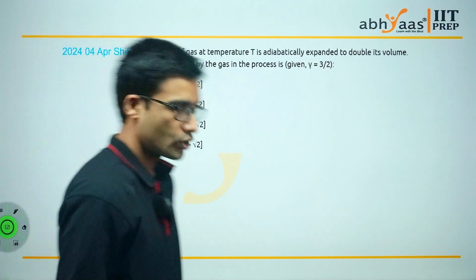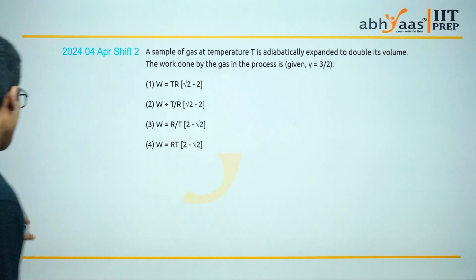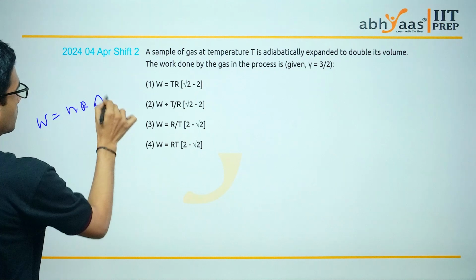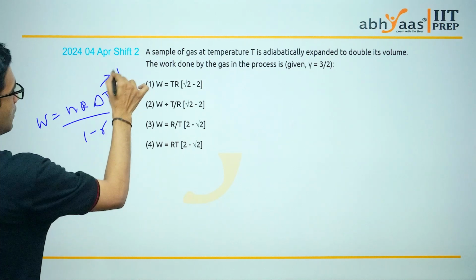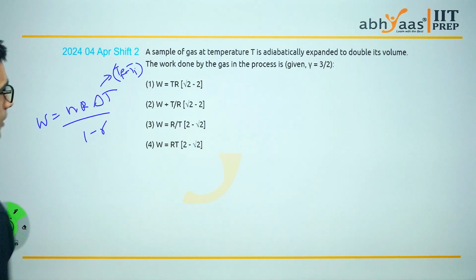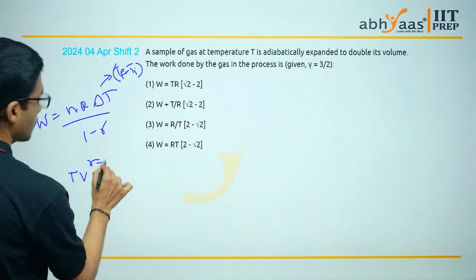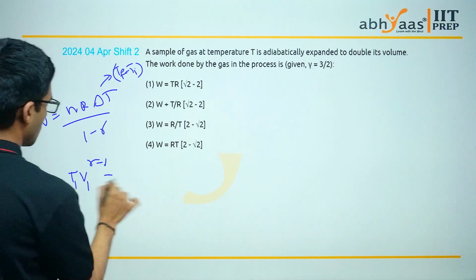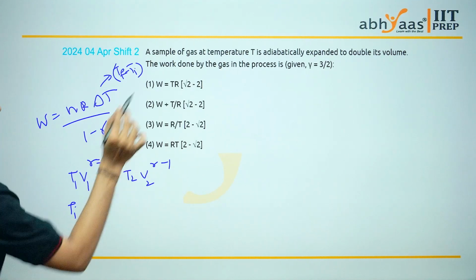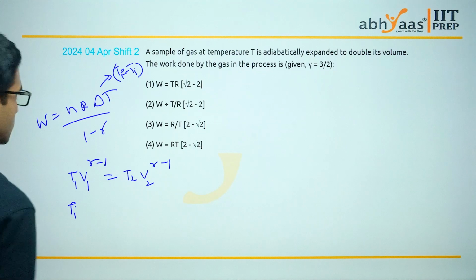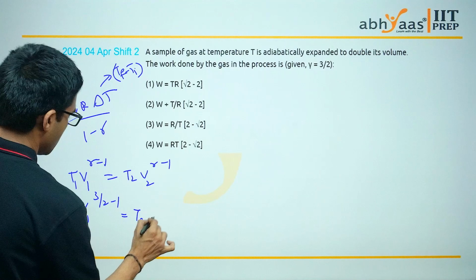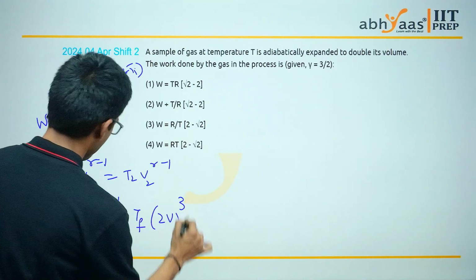So next question, you need to calculate work done in an adiabatic process. Work done in an adiabatic process equals nR delta T by 1 minus gamma, where delta T is T final minus T initial. In an adiabatic process, TV to the power gamma minus 1 is constant: T1 V1 to the power gamma minus 1 equals T2 V2 to the power gamma minus 1. For T initial, you can take V1 with the power 3 by 2 minus 1. Here T2, T final, is at 2V to the power 3 by 2 minus 1, since the volume expanded to double its initial value.